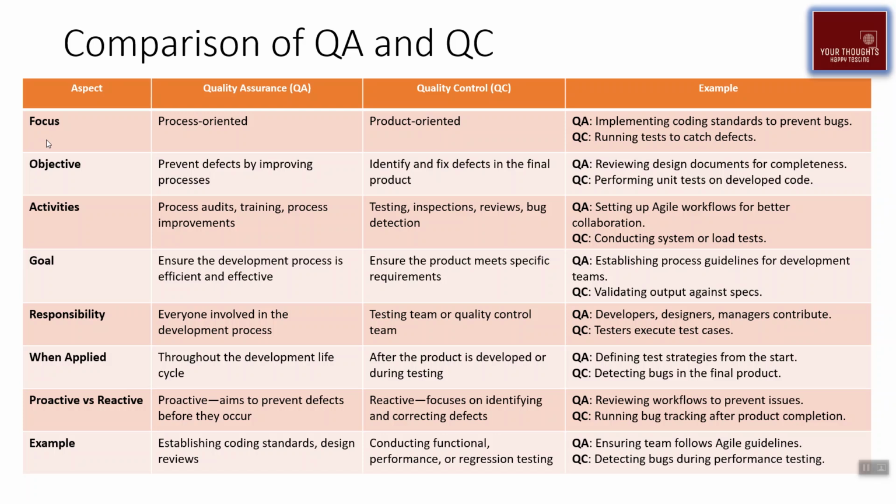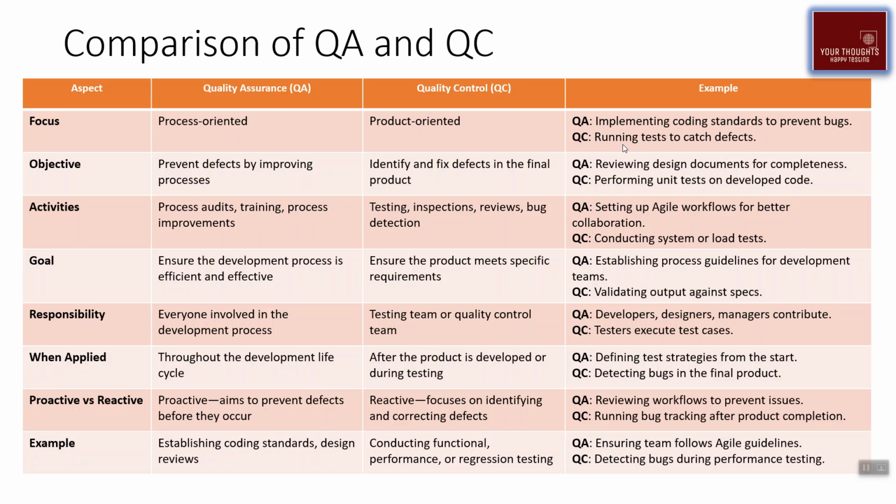Let's suppose we talk about the aspect of focus. In quality assurance, as we have already discussed, it is purely focused on the process-oriented approach. And if we talk about quality control, in this part we deal purely with the product-oriented approach. Implementing the code standard to prevent bugs is related to QA, because we have crafted the process, rules and regulations.